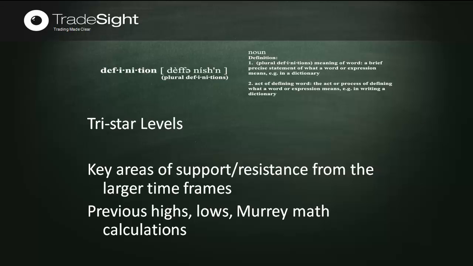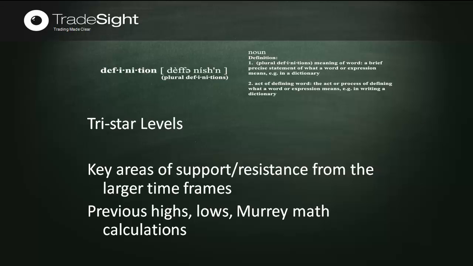Now, moving on to the proprietary levels. One of the key ones is the Tristar levels. This is an area of support and resistance from the larger time frames. A lot of traders just focus on the near-term stuff. They have the pivot series and whatnot, but it doesn't really bring the breakout and breakdown levels and the important support and resistance levels from the larger time frame down into your shorter-term charts like the 5-minute.